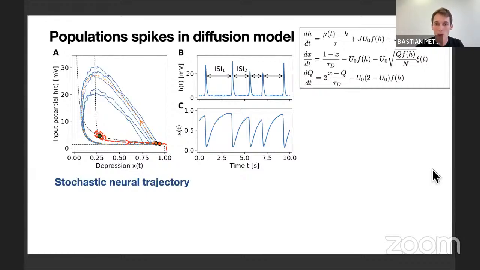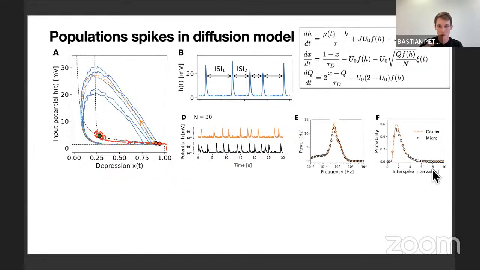How does this compare to our microscopic network dynamics? In order to compare the dynamics, we can run simulations for as few as 30 neurons in our network and have a qualitative look. This looks pretty nice. And also if we look at the frequency of our dynamics, then we see a very good match.